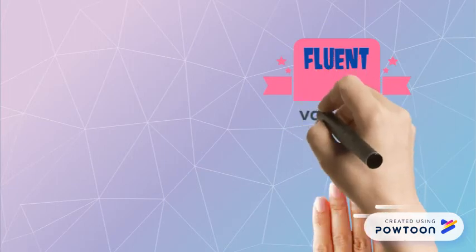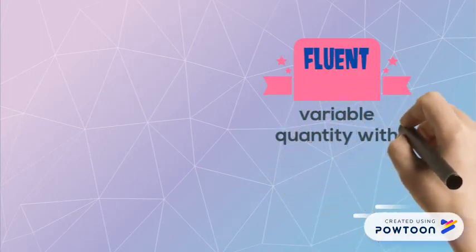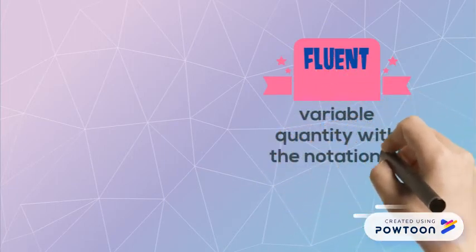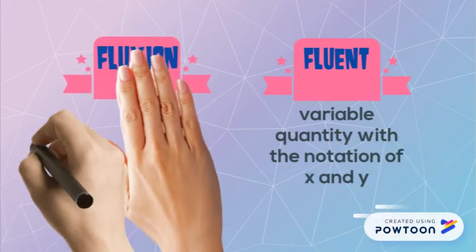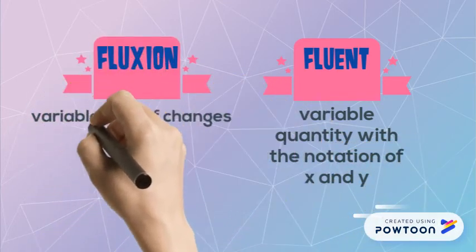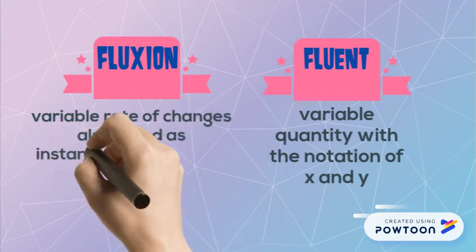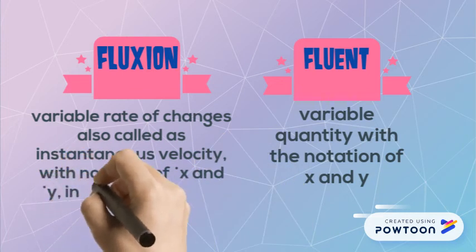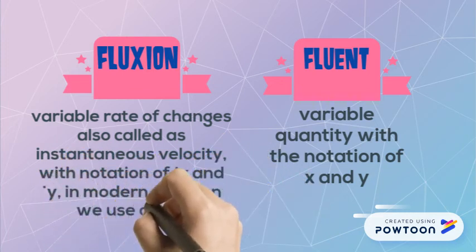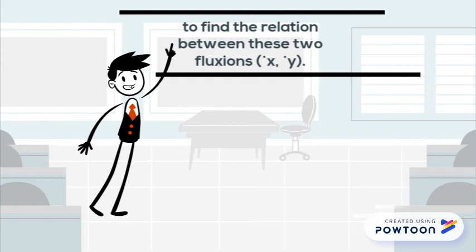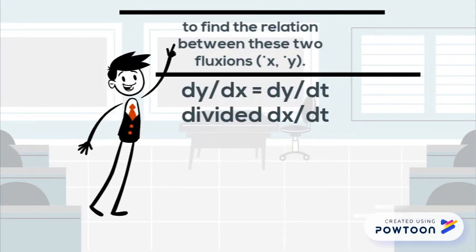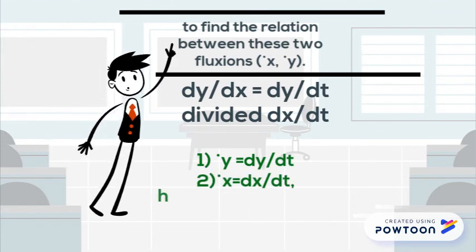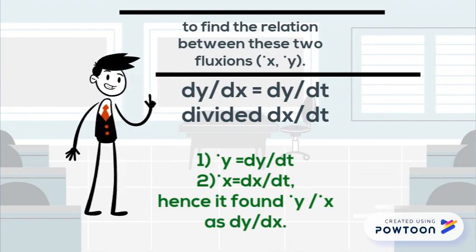Next, there are two significant variables used by Newton in his explanation, known as fluent and fluxion. Fluent refers to the variable quantity with the notation x and y, while fluxion means the variable rates of change. In modern notation, we write this as dy over dt. It is because dy over dx is equal to dy over dt divided by dx over dt.